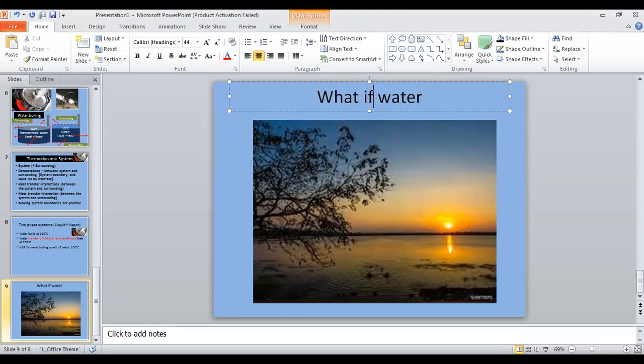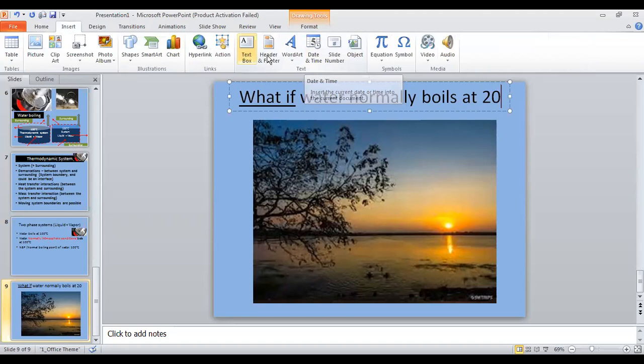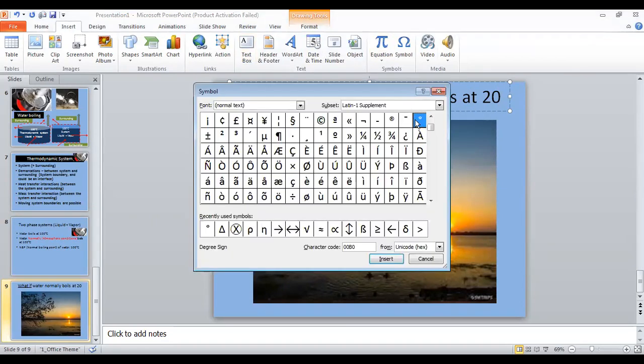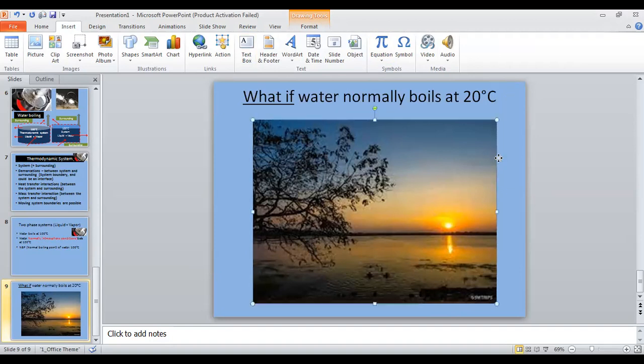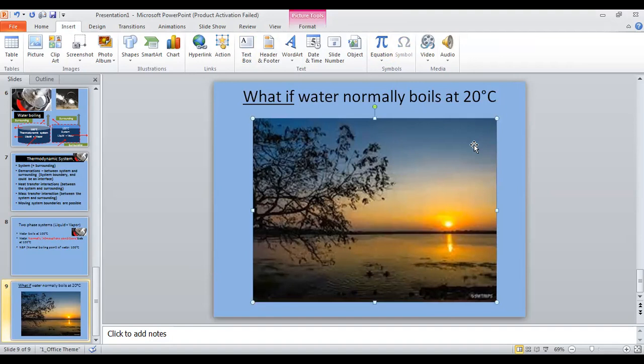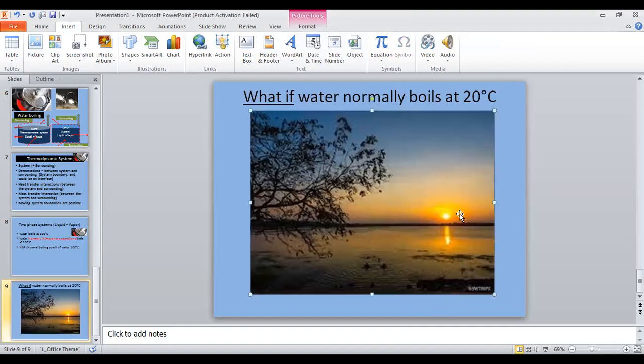What if? What if water normally boils at 20 degrees? What if water normally boils at 20 degrees?